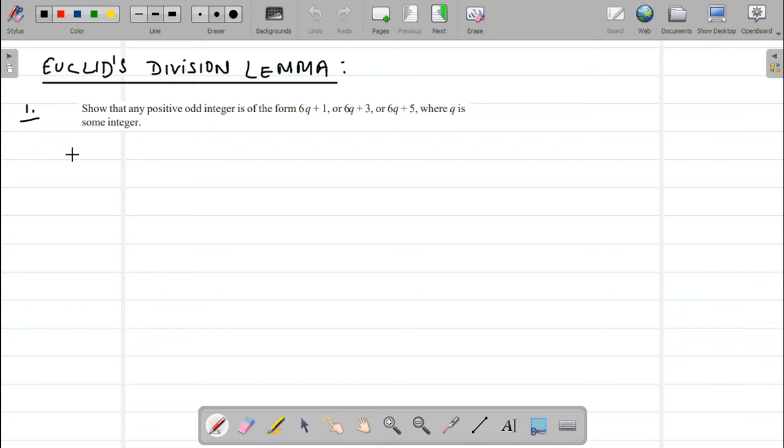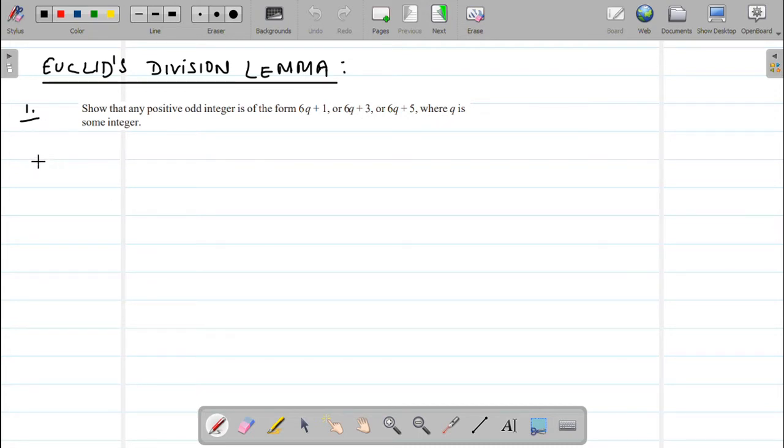Hello students, today we are going on with a few more questions on Euclid's division lemma. We will discuss some questions from NCERT. So the first one is: show that any positive odd integer is of the form 6q plus 1 or 6q plus 3 or 6q plus 5, where q is some integer.